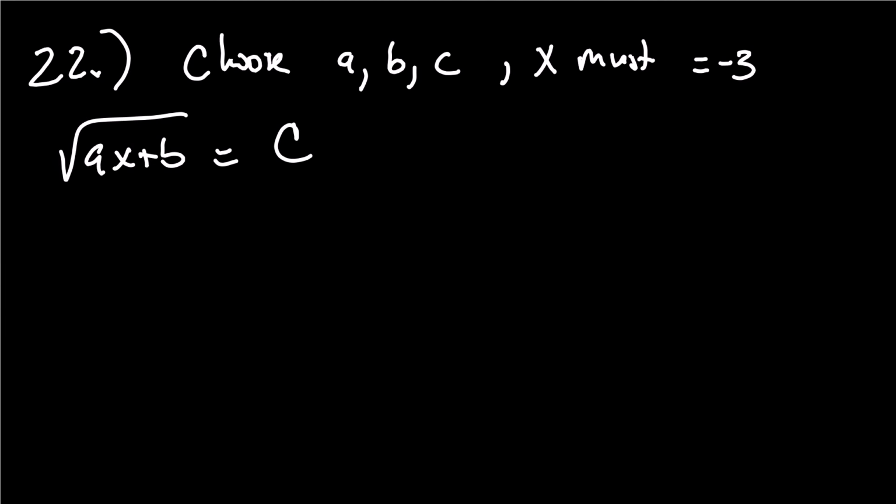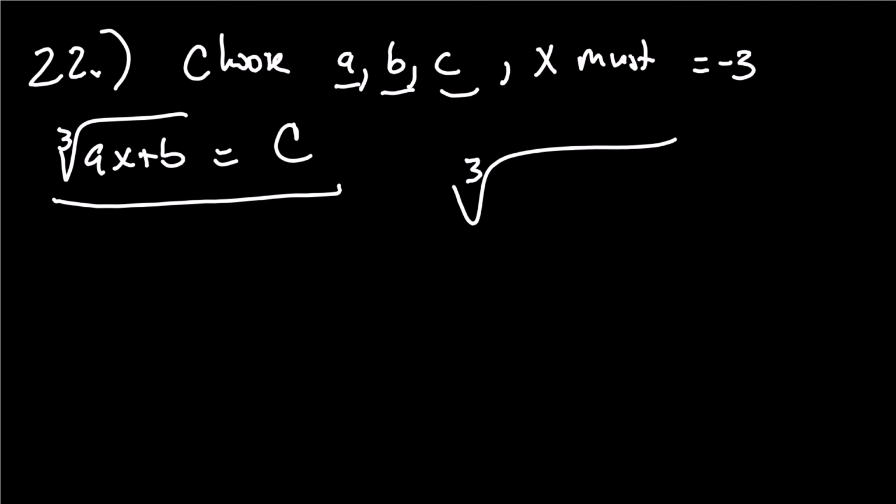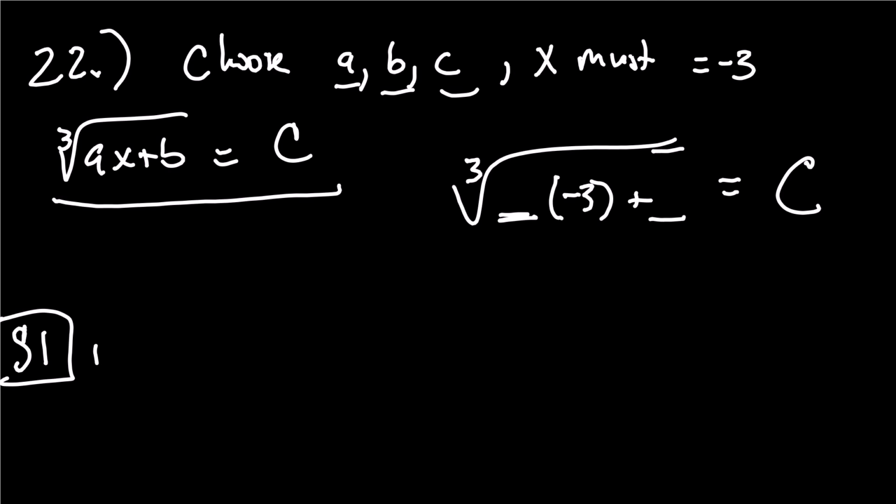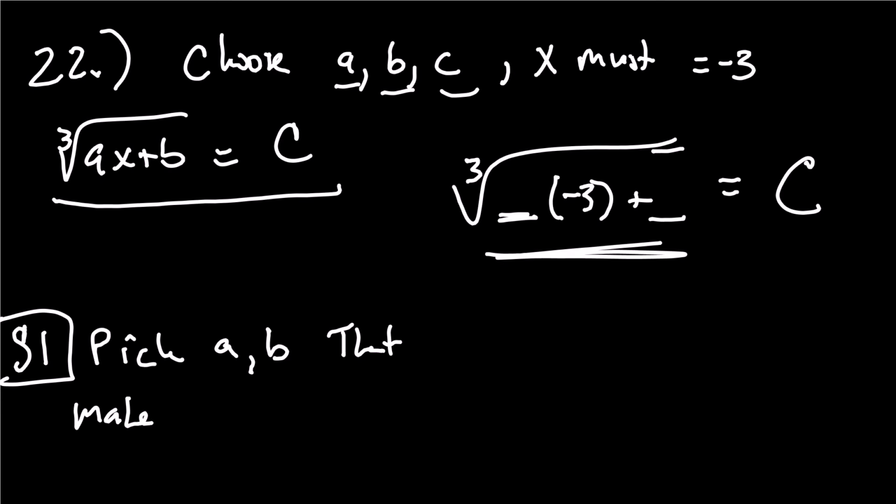Alrighty, so we need to make a true statement for the cube root of ax plus b is equal to c. I can pick whatever I want, so I get to choose whatever I want for a, b, and c. X has to equal negative 3. So right away when I start this, I have the cube root of something times negative 3 plus something that's going to give me c. So my rule, my step 1, is going to be pick a and b that make a perfect cube, because I don't want anything messy for c. If it's not a perfect cube here, c is going to be messy. So I'm going to say pick a and b that make a perfect cube.